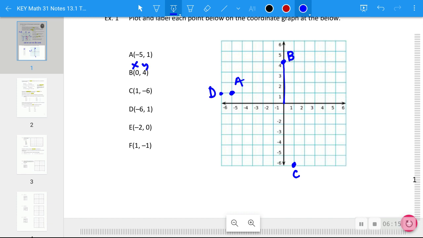All right, E has a y-coordinate that's 0, so that means we'll be on the x-axis. And in fact, when the x is negative 2, it means you move 2 to the left. So there's point E. And I'll slow motion F. 1 to the right. And 1 down. So here's the location for point F.